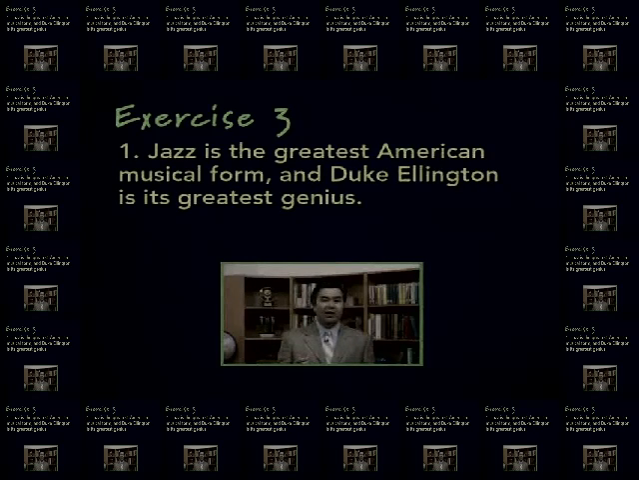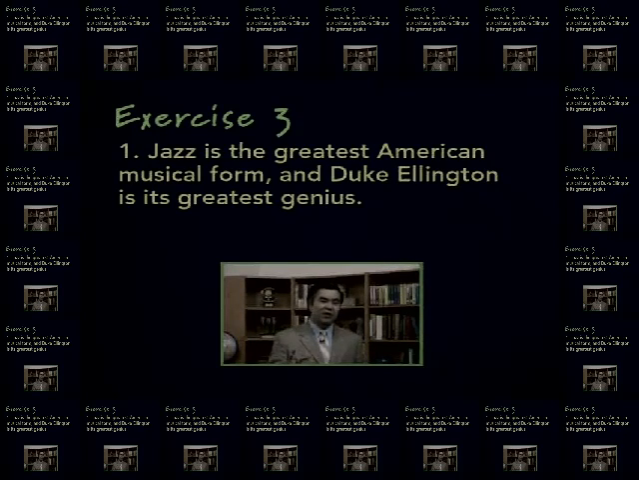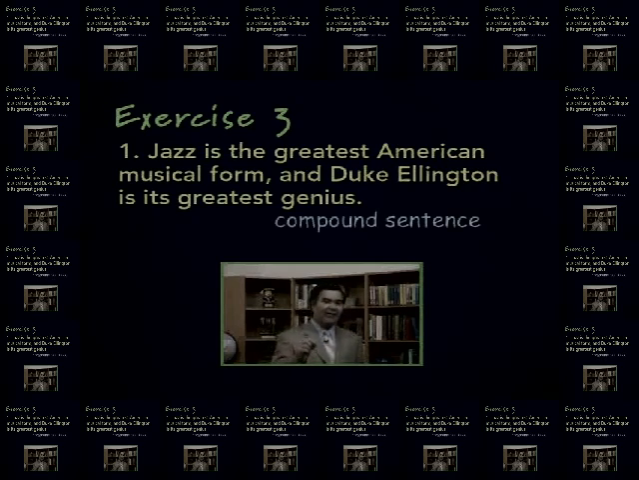"Jazz is the greatest American musical form, and Duke Ellington is its greatest genius." Here we have two clauses, and both are independent clauses. Either of these could stand alone as a sentence. "Jazz is the greatest American musical form." That could stand alone as a sentence. "Duke Ellington is its greatest genius." That too could stand alone as an independent sentence. Therefore, we have two independent clauses which have been properly and correctly combined by using a comma and the word "and." Therefore, we have a compound sentence in this case.